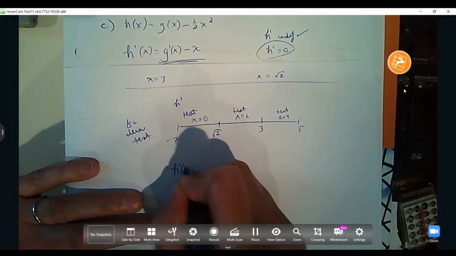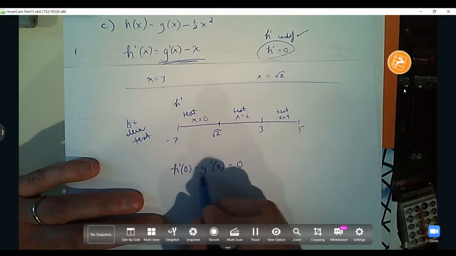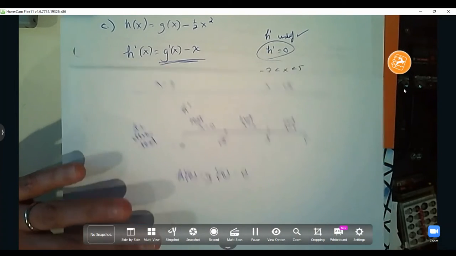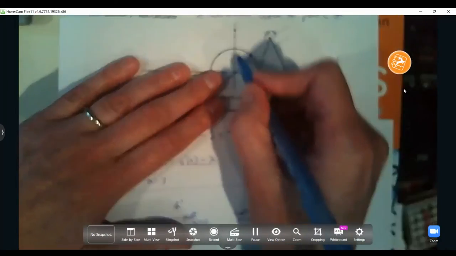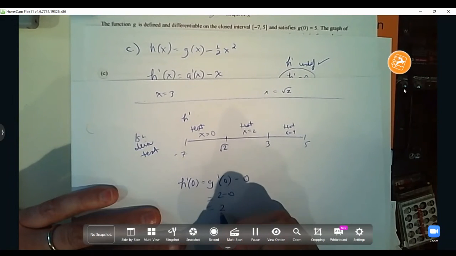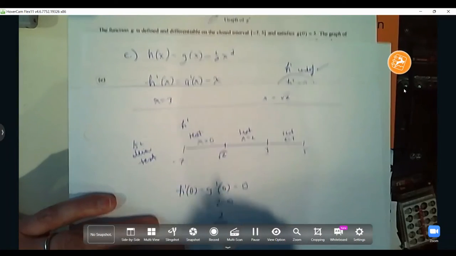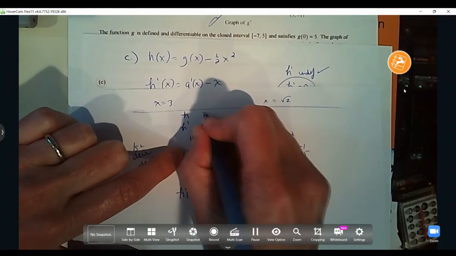So for h prime of 0, we're looking at g prime of 0 minus 0. Now remember, this graph up here is g prime. So g prime of 0 is 2. So what I have here is 2 minus 0, and that gives me a positive. So that means in this interval, h prime is positive, which means h is increasing.